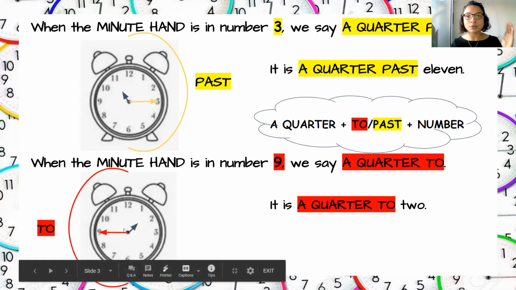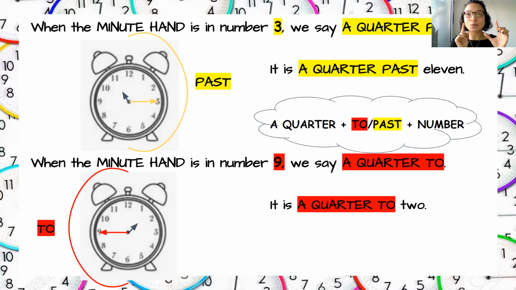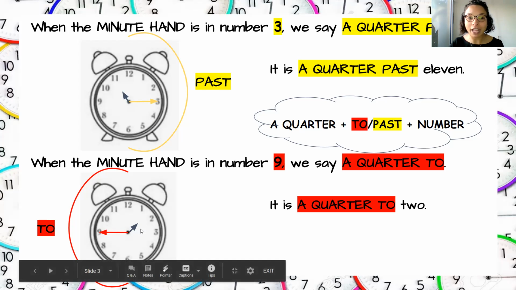Remember that the part that is to is getting to a new hour. Okay, getting to a new hour. So it is a quarter to 2, to number 2. And as you can see, the short hand, the hour hand, is not exactly on number 2. It's reaching, it's getting there. It's going to be number 2. So here we have got a quarter to 2. Remember that all clocks move clockwise. They move to the right, okay? So it's going to be 2.